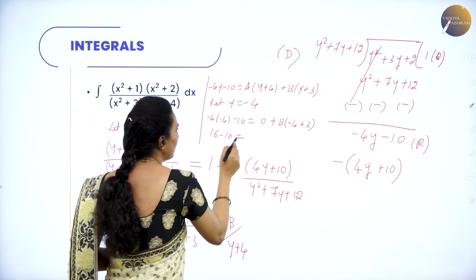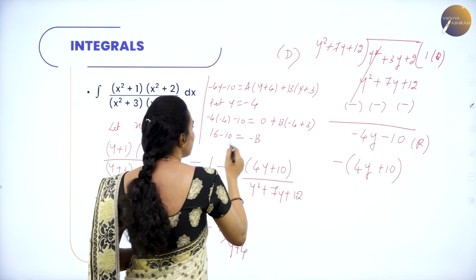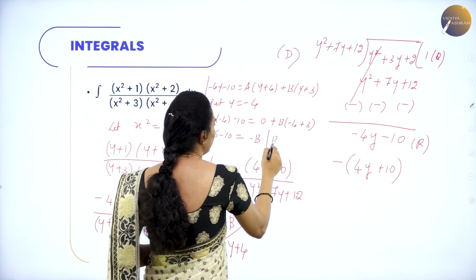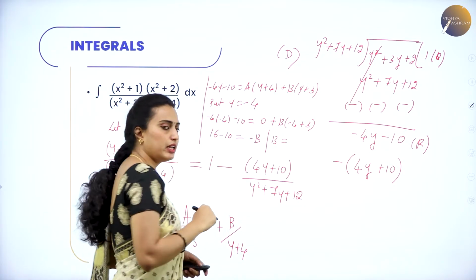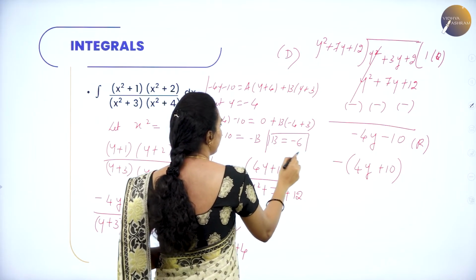Minus 10 is equal to minus 4 plus 3, which is minus 1, so that is minus b. Therefore, b is equal to 16 minus 10, which is 6, so b is equal to minus 6, because the minus will shift to that side.